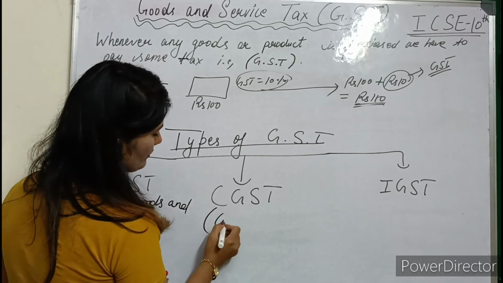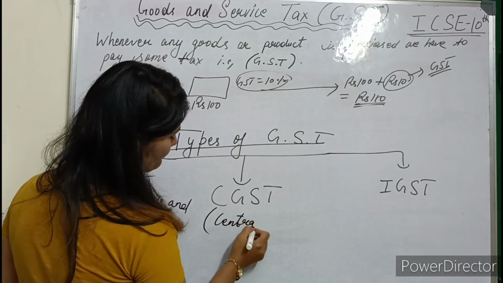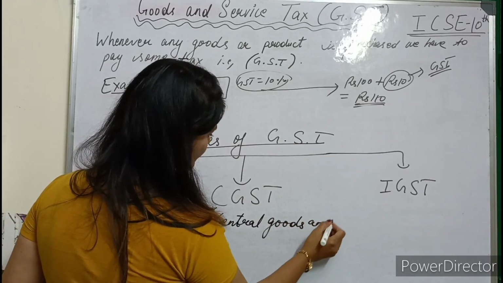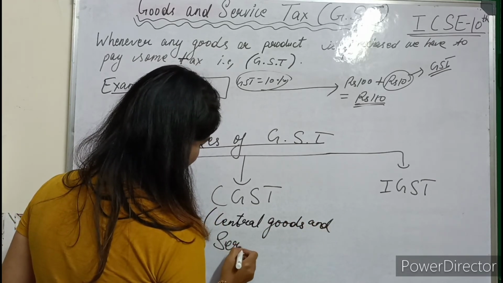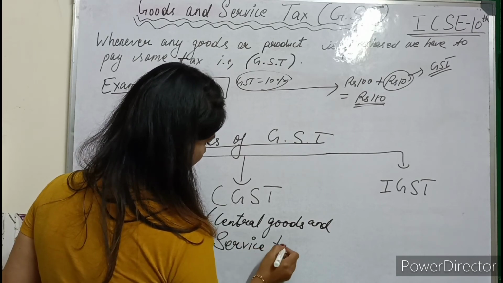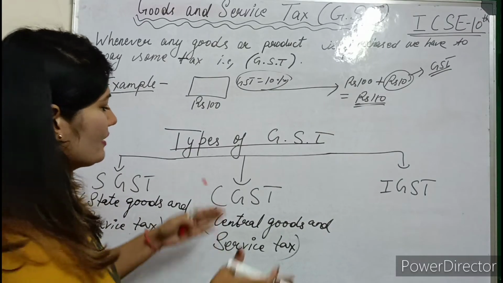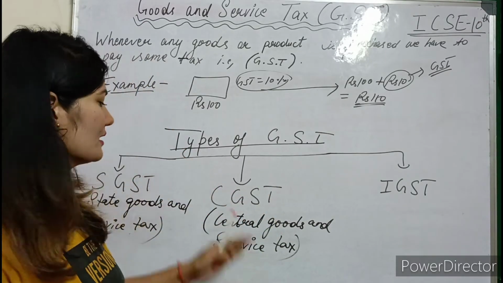The second one is CGST. Here CGST means Central Goods and Service Tax. The tax collected by the central government will be known as CGST.